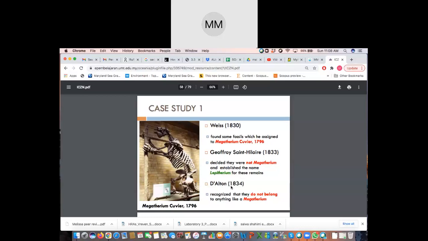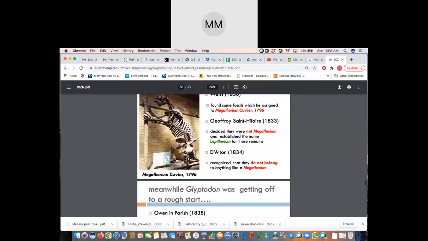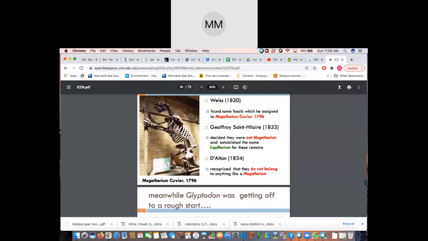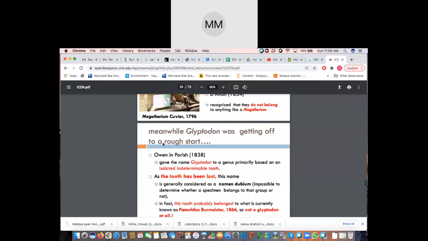D'Alton in 1834 also was in agreement and recognized that they do not belong to Megatherium. Okay, so you've got 2 people looking at fossils and going, hey, this is really not Megatherium. So then, while this is ongoing, we have another ongoing study with the Glyptodon.